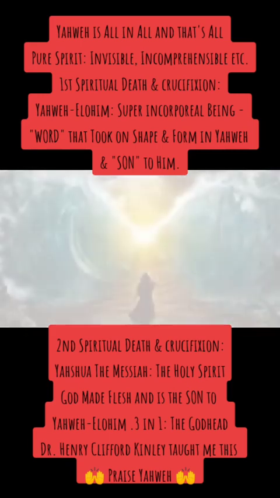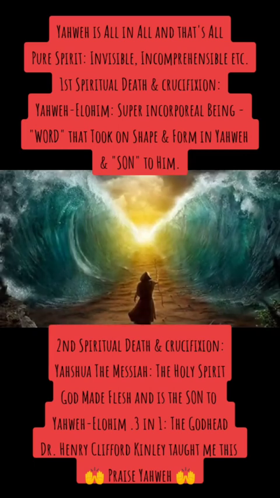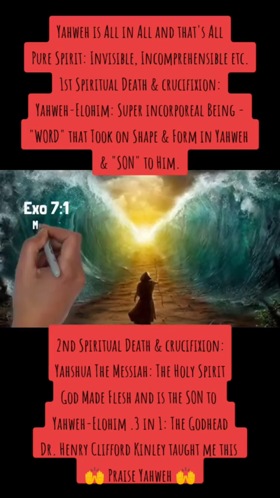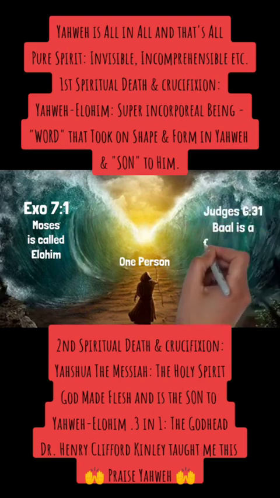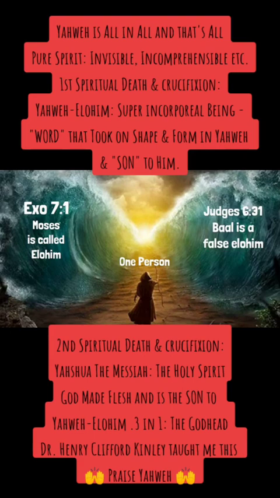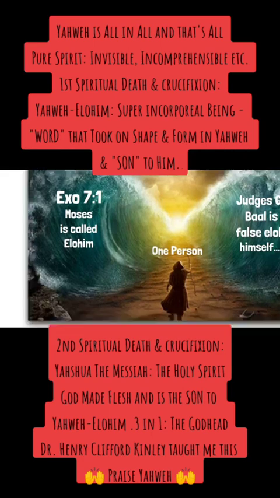We have other examples of Elohim being used for one individual, like Moses, Exodus 7 verse 1, and Yah said to Moses, see, I have made you Elohim to Pharaoh. Moses was one person, and yet was called Elohim. Also, the individual single false gods, such as Chemosh, Dagon, and Baal. Judges 6:31. If Baal really is a god, he can defend himself when someone breaks down his altar. There wasn't suddenly a trinity of Baals or a three-person Moses. The word Elohim was used for one individual in these examples.